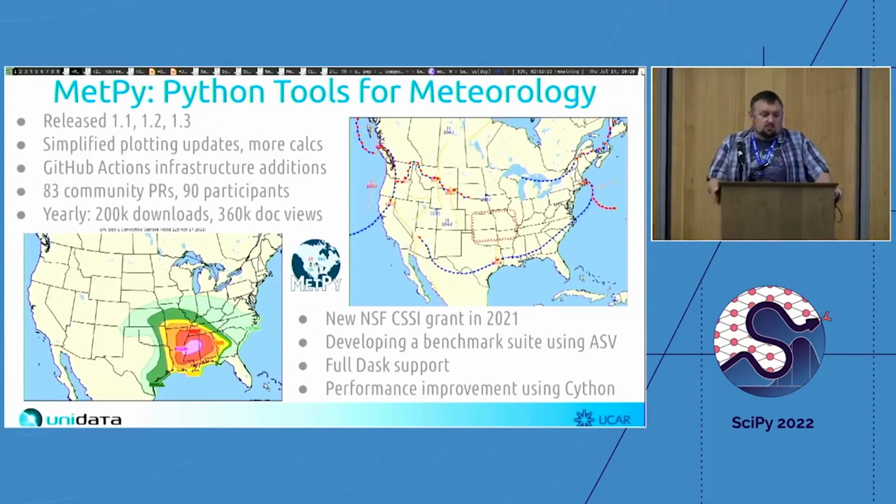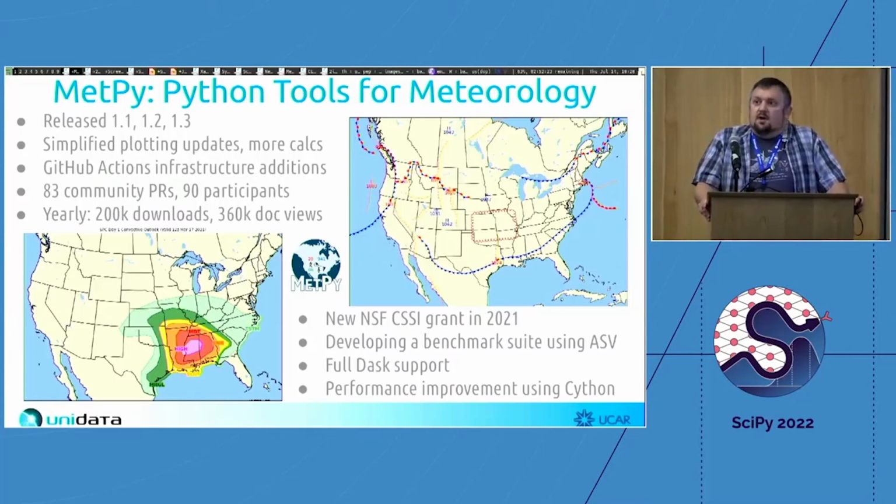All right, thank you. So I'm here talking about MetPy. We're a Python toolkit for basically making weather maps, reading data, doing calculations, and plotting our strange different visualizations for meteorology. So in the past year, we had 3 different releases.